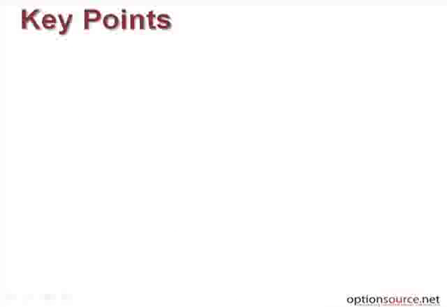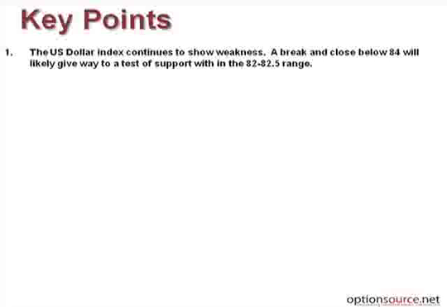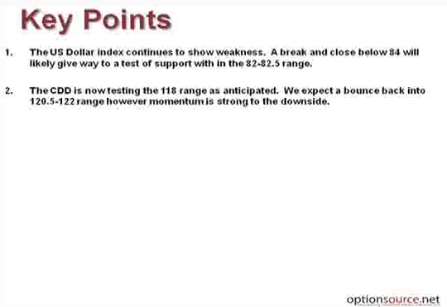Let's take a look at a few of our key points. First of all, the U.S. dollar index continues to show weakness as the U.S. dollar breaks to lower lows against many major currencies. A break and a close below 84 will likely give way to a test of support within the 82, 82.5 range. The CDD is now testing the 118 range as anticipated. We do expect a bounce back into that 120.5 to 122 range.